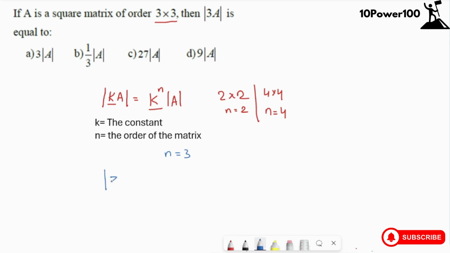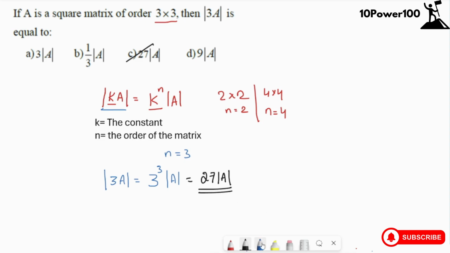So let's write that out. Determinant of 3 into A is equal to, if you observe, very clearly we get to know the K value is 3. And we all know the N value is 3. So 3 power 3 into determinant of A. You all know what 3 power 3 is. So by concluding all of this, we can say option C is the right answer, right? 3 power 3 is 27. 27 into determinant of A is the correct answer. I hope you all understood this.